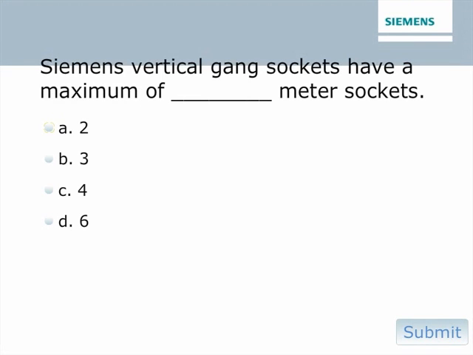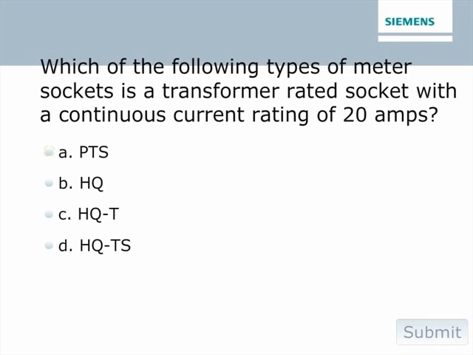Question 9. Siemens vertical gang sockets have a maximum of blank meter sockets. Is it A, 2, B, 3, C, 4, or D, 6? Question 10. Which of the following types of meter sockets is a transformer rated socket with a continuous current rating of 20 amps? Is it A, PTS, B, HQ, C, HQT, or D, HQTS?